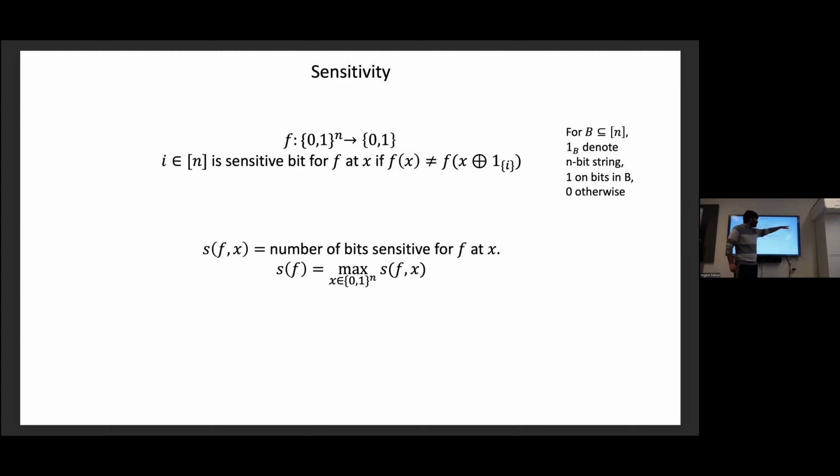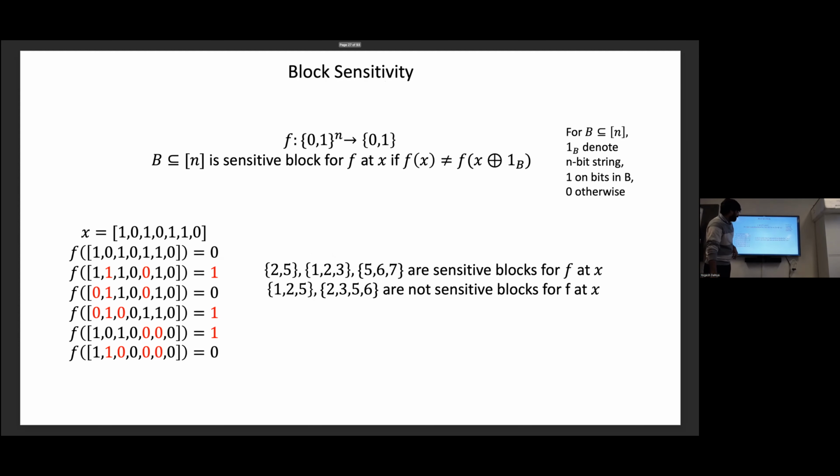And I'll use this notation, where you're flipping the bits of x in the positions dictated by the set B. So x XOR 1_B means that you are flipping the bits of x at the locations determined by the set B. And in the case of block sensitivity, we say a block is sensitive if you flip the positions in that block at your particular input and the function value changes.